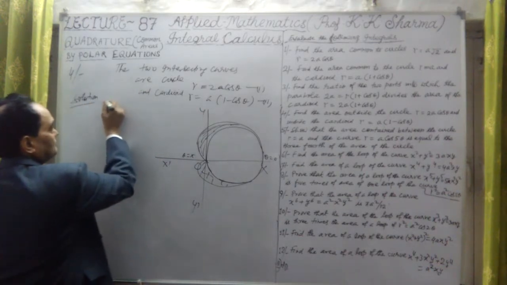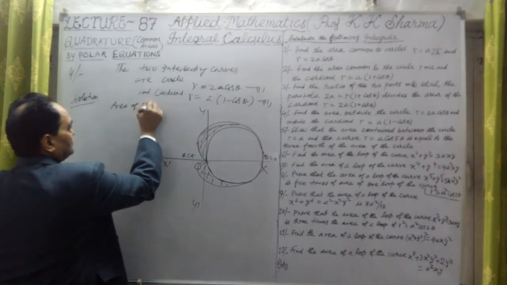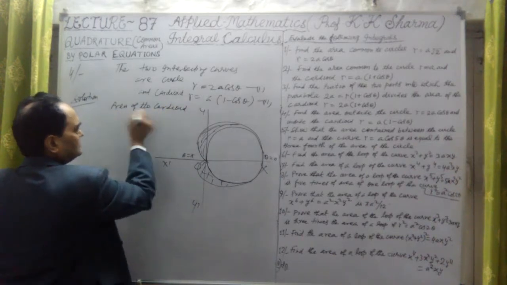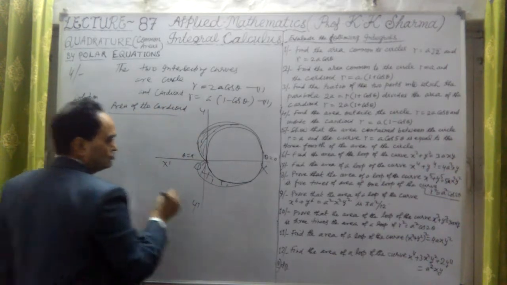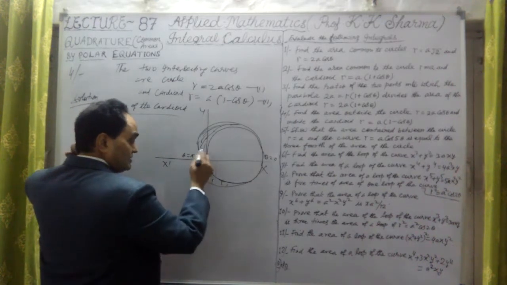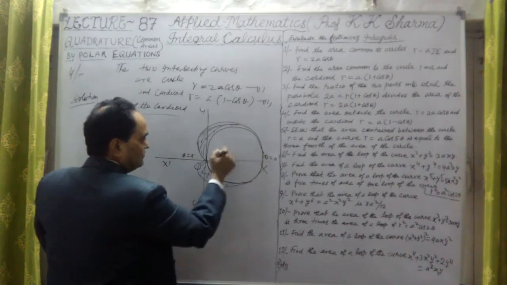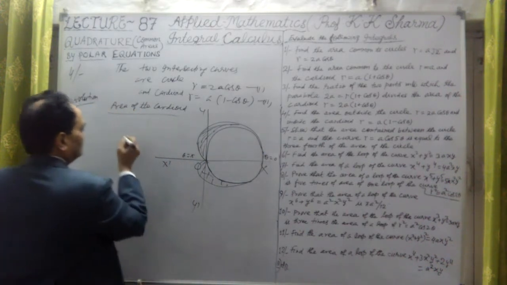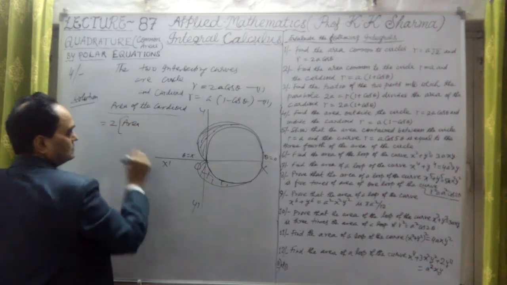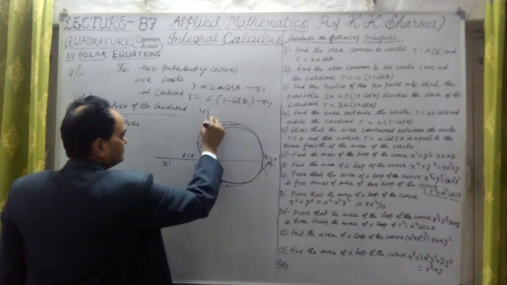Area of the cardioid, let me find out. The area of the cardioid is just the shape of the curve. In the case of the cardioid we always take limits 0 to pi, and twice of that. Area of the cardioid equal to twice the area. We take this as O, A, and this is B here.